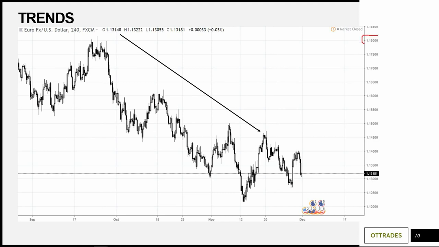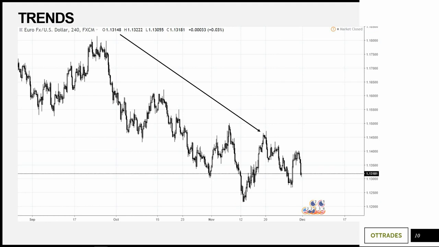So we've got the price on the right-hand side here, 118. This is a euro dollar. It says up here, euro dollar, 240 minute, which is 4 hours. 240 minutes, 4 hour chart. So each candlestick represents 4 hours. So obviously, you've got price 118 here, roughly at about that level up here, down to 1225 about here. Yep, okay, so we're in a downtrend here.